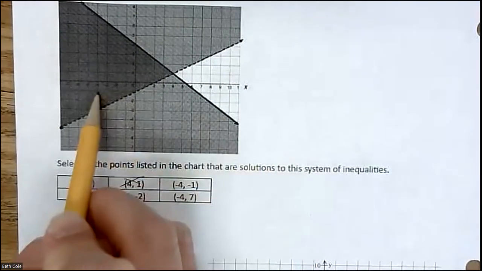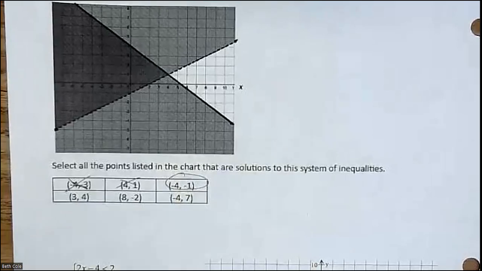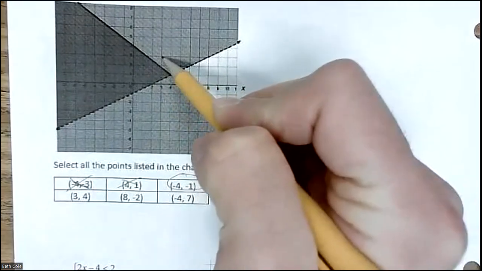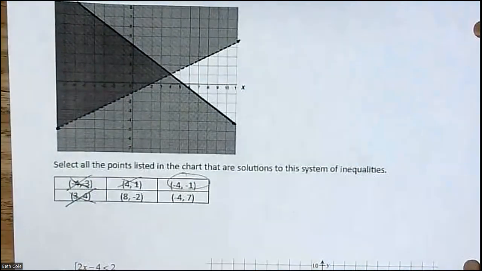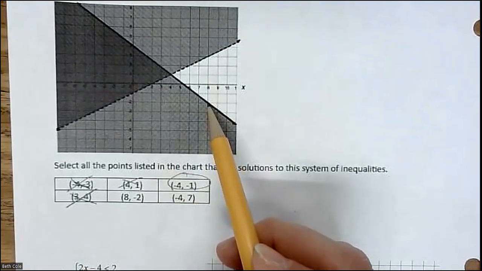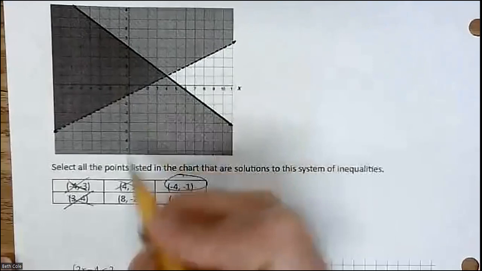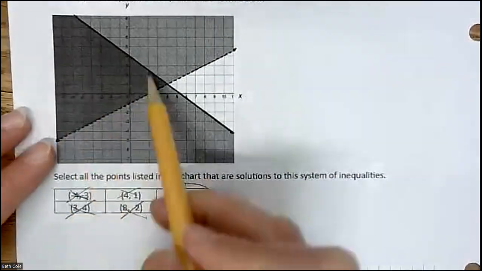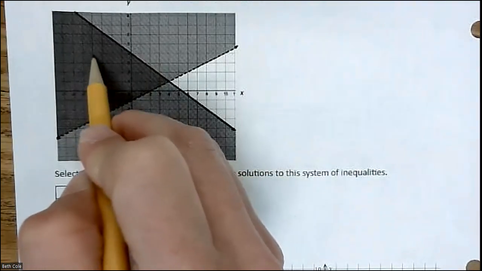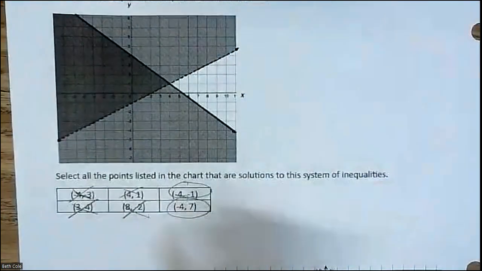-4, -1. That would be right here. Again, you got to just look. Like, that's where the point is. What do you think? Yes, that's in the dark, solid, shaded part. All right, 3, 4. What do you think? No, it's not in that dark, solid part. 8, -2 is right here. Is it in this dark, solid, shaded part? No, so no. It has to be in this part where they both overlap. And then -4, 7. Yeah. -4, 7 is this one right here. Now it's on a solid line, so we can count that.